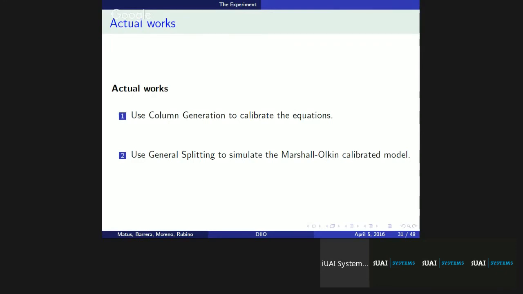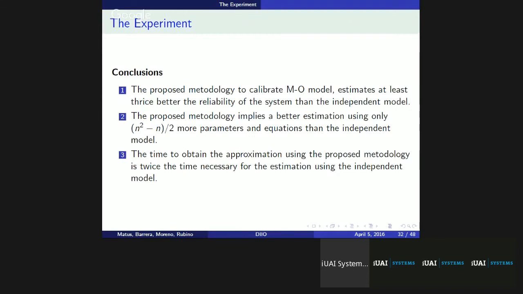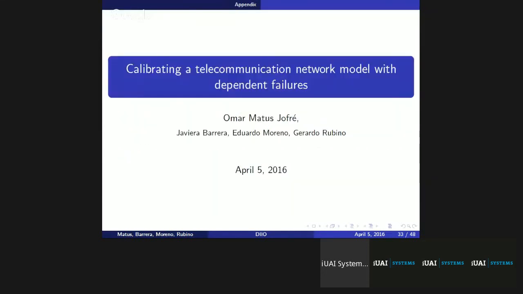And in conclusion, we can say that in that experiment, the proposed methodology estimates the reliability of the system at least twice as well as the independent model. That is good. And we use only an order of n squared more equations and variables to obtain that. In time cost, we need twice the time necessary to do the estimation using the independent model. So we obtain twice better reliability using twice the time. In conclusion for that example. That is all. Thanks.